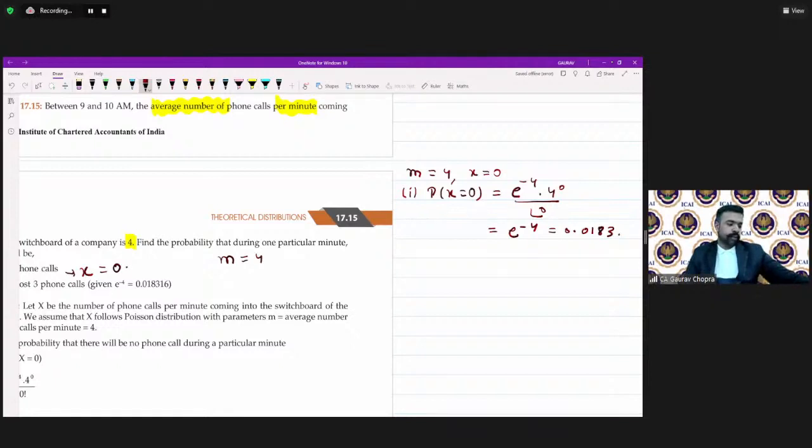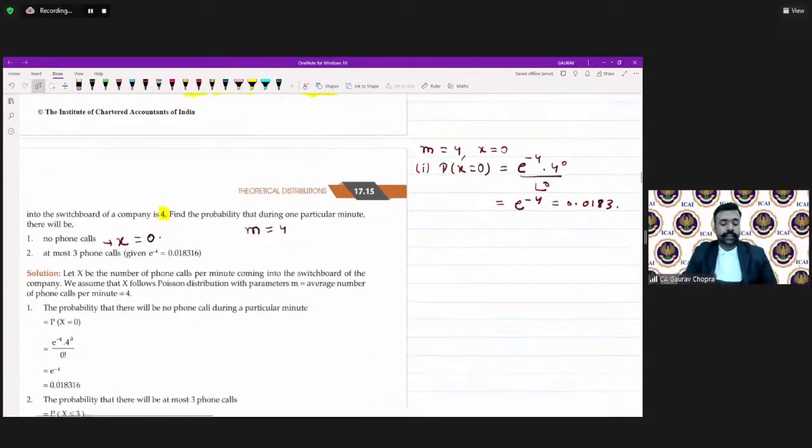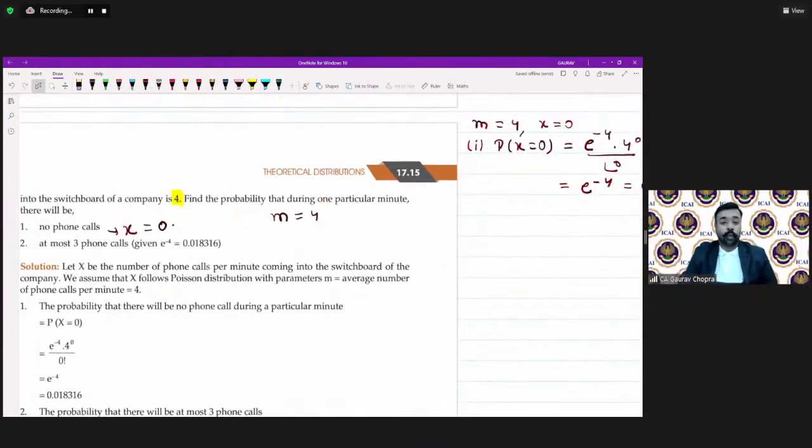Rashri has got the value as 1. Yes, Rashri, you are correct. 1 is perfect. So 17.15 first part is done. Now, in case of second part, what is the requirement? At most 3 phone calls. At most means maximum 3 phone calls, not more than 3.